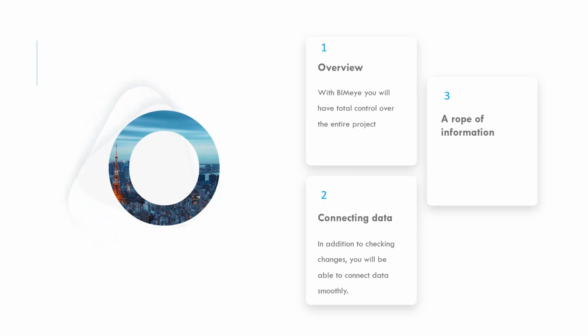Why choose it? I'm going to give you three reasons to use it. Number one, you have overall control and view of the project during your changes. The data you connect from the model to the database is easily accessed by everyone, and we call this a rope of information. We don't have to send the information around between consultants. We are now logged into the database, and from the database we can take out our information.